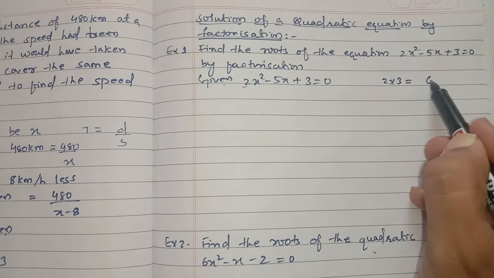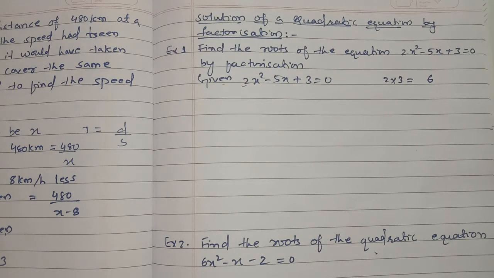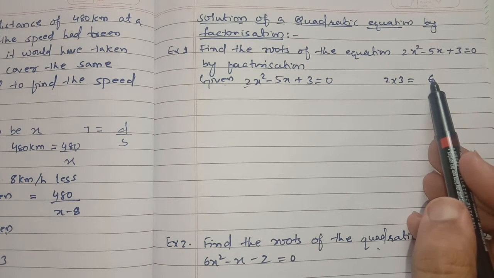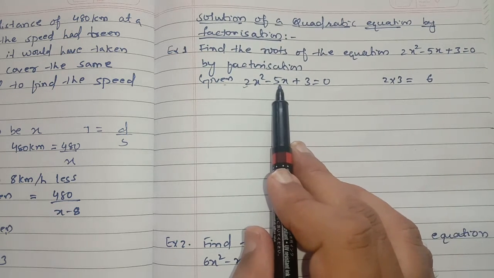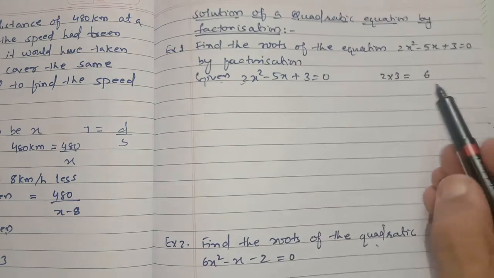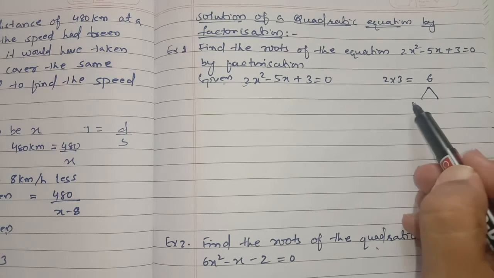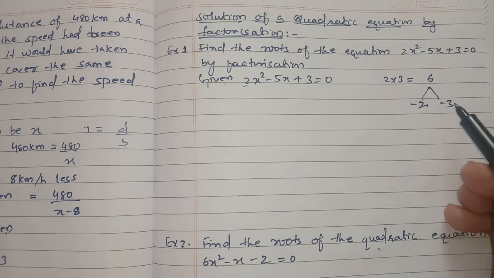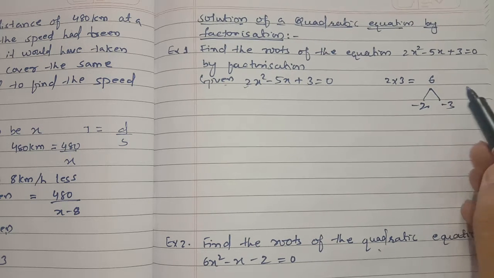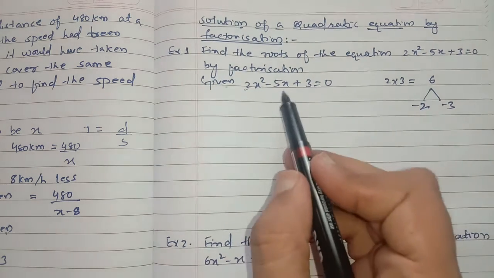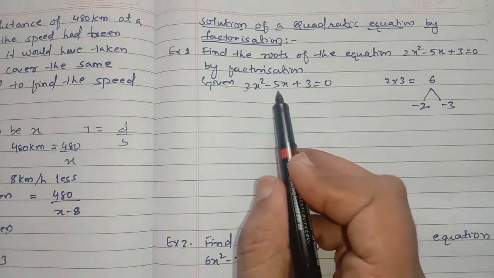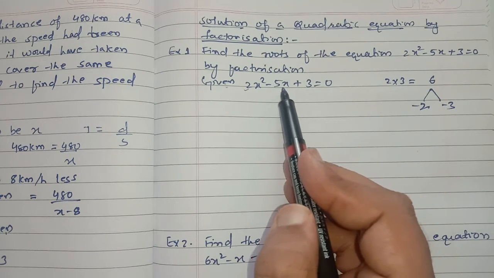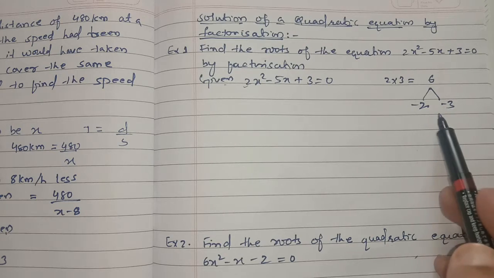Now we have to select two numbers such that the multiplication of those two numbers should be 6, and when you add or subtract, it should be minus 5x. Those numbers are minus 2 and minus 3. Minus into minus is plus, then 2 3s are 6. When you add these two numbers, minus 2x minus 3x will be minus 5x. We can split minus 5x using these two numbers.